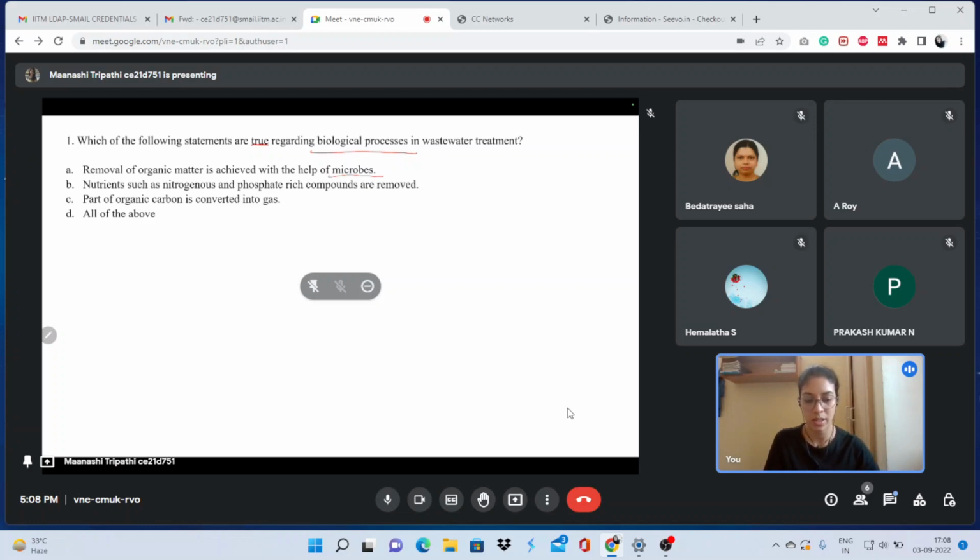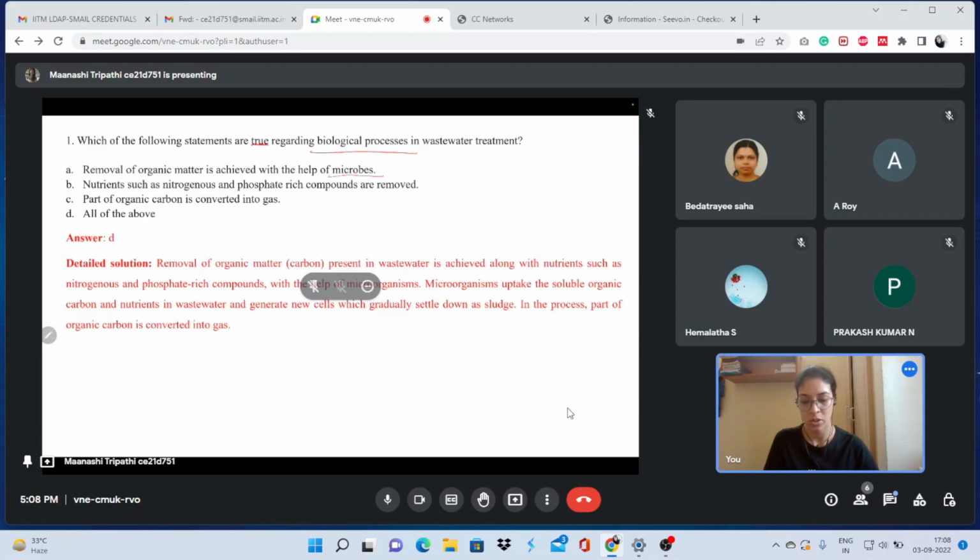Okay, we'll look at the answer. So the solution is D, because we are doing wastewater treatment. So obviously we are removing organic carbon. Organic carbon is in the form of BOD. We are trying to remove the biological oxygen demand. So in the same process, we remove nutrients. There are some processes, not all processes can remove nutrients.